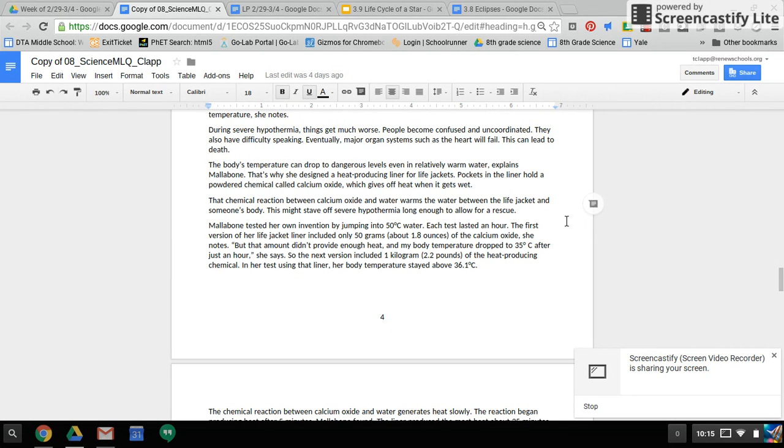The body's temperature can drop to dangerous levels even in relatively warm water, explains Malabone. That's why she designed a heat-producing liner for life jackets. Pockets in the liner hold a powdered chemical called calcium oxide, which gives off heat when it gets wet. The chemical reaction between calcium oxide and water warms the water between the life jacket and somebody's body. This might stave off severe hypothermia long enough to allow for a rescue.